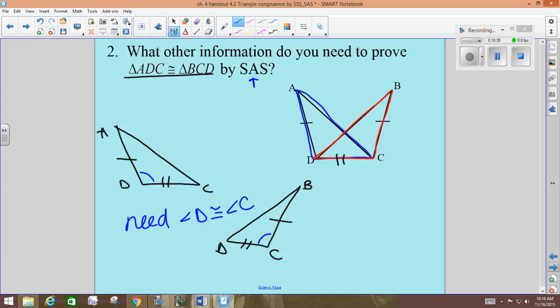You kind of have to be careful if you look at it as the overlapping picture. Angle D is this whole thing. So you should really say angle ADC is congruent to this whole thing, which is angle BCD. It depends on how you look at it to name them.